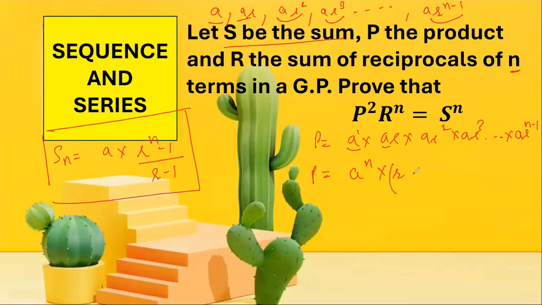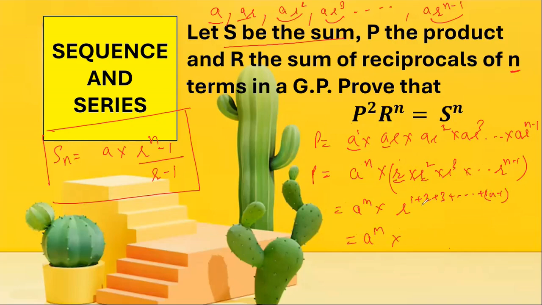Now you are left with R times R raised to the power 1, R raised to the power 2, R raised to the power 3, and R raised to the power n minus 1. If you see, the bases are the same here, so the powers again will get added in multiplication. How many powers do you have? You have n minus 1 powers.